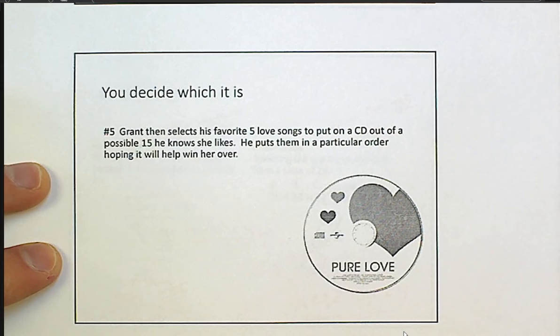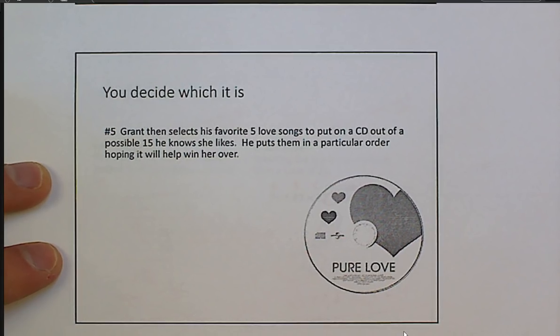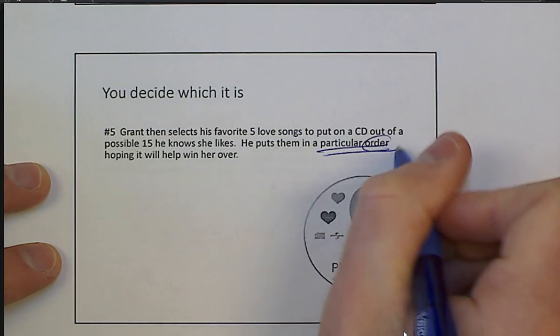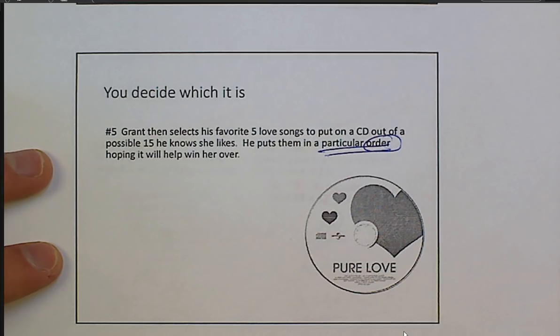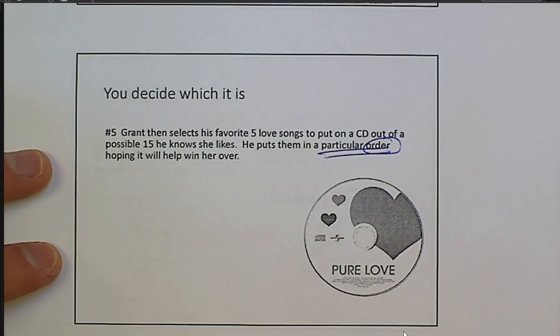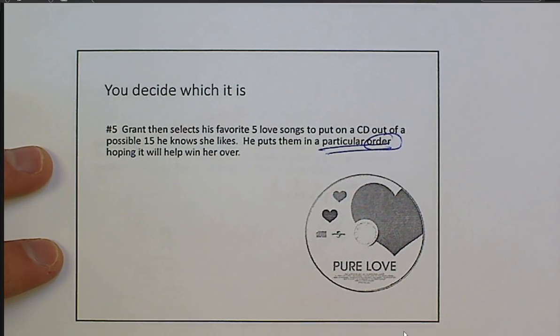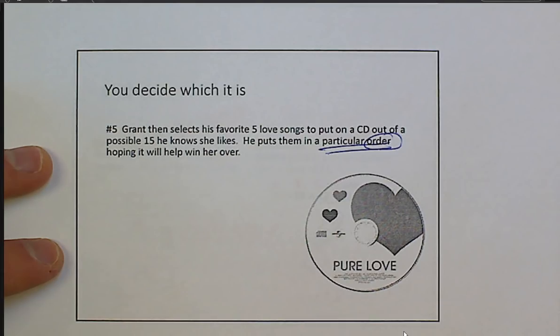So it says Grant then selects his 5 favorite songs to put on a CD out of the possible 15 he knows that she likes. He puts them in a particular order. Kind of give it away there, right? Particular order, hoping it will help win her over. So he wants to put these 5 songs. You guys are probably too young for having a mix on the old CD, but we used to do that back in the day. Anyways, this is a permutation.